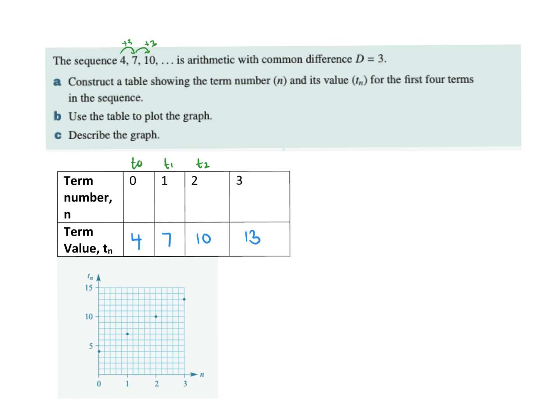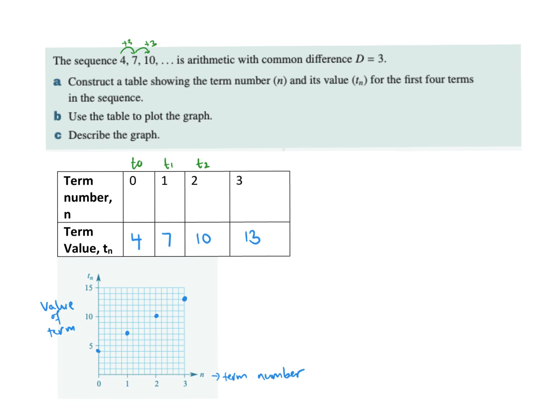Now it says use it to plot the graph. In your notes, I've already put the graph there because I didn't want you to spend too much time drawing up the graph. Obviously this is the term number along here, okay? And maybe you just write over here that this is the actual value of the term. You can see when we plotted this one, 0 was 4, term 1 was 7. So you can see you've got the lines there.